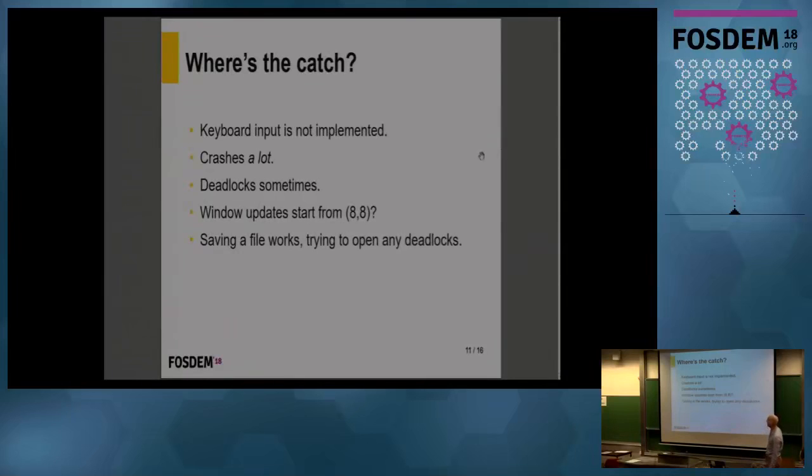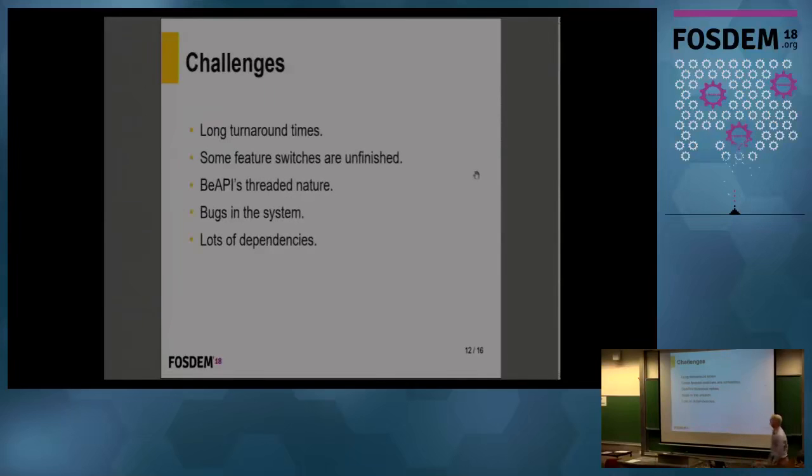Window updates for some reason start from the coordinates 8 and 8, which is really weird. I couldn't track it down yet. And saving a file works. Actually, it should work, because I checked it today and it actually crashes. And trying to open one deadlocks. Okay, so challenges.